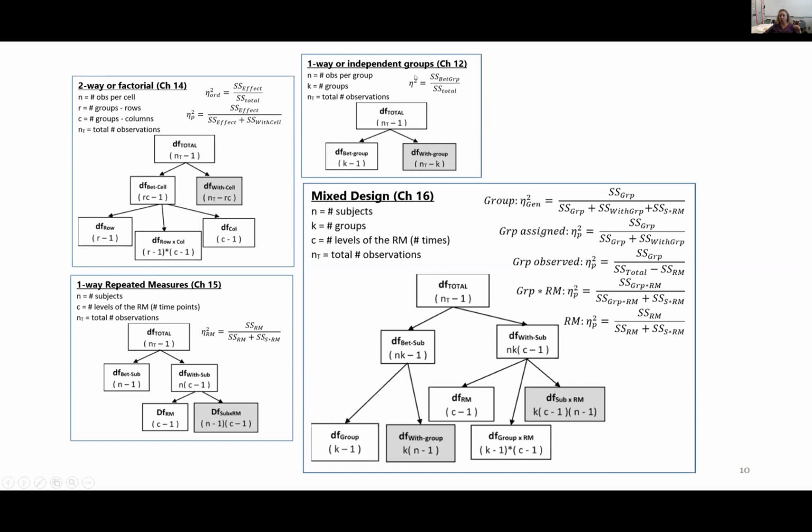Now, before we move on from this slide, let's look at our eta squareds. For a one-way ANOVA, how many different eta squareds do we have? We just have one eta squared. For a two-way ANOVA, we have the ordinary, or the generalized, and we have the partial. For a one-way repeated measures ANOVA, you can have them both as well. I only have one listed here. Which one's listed here? Is this the overall, ordinary, generalized, or is it the partial?